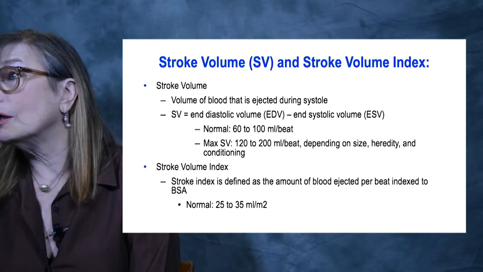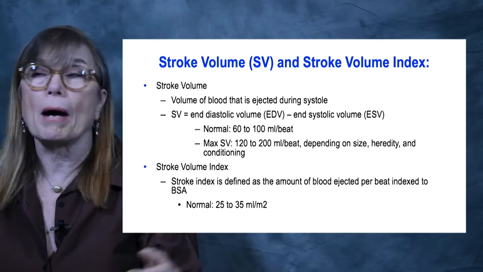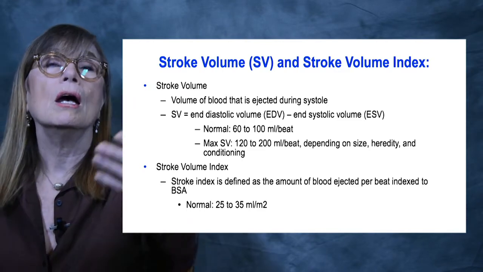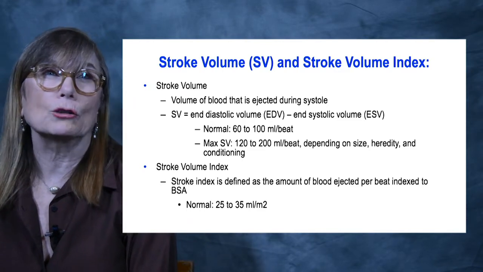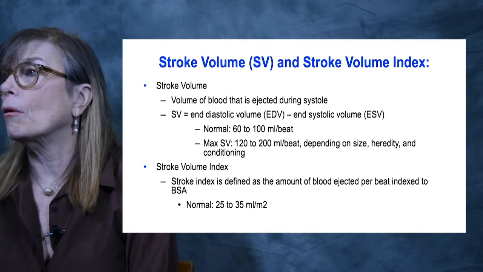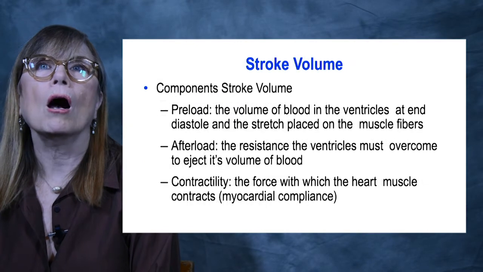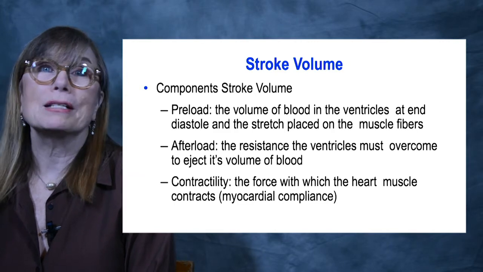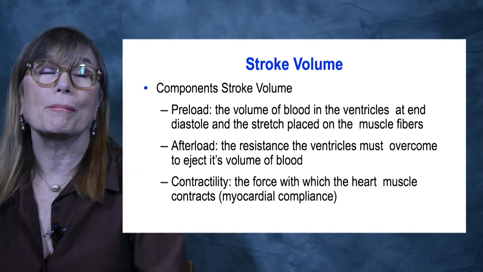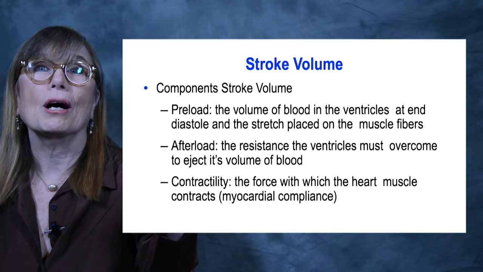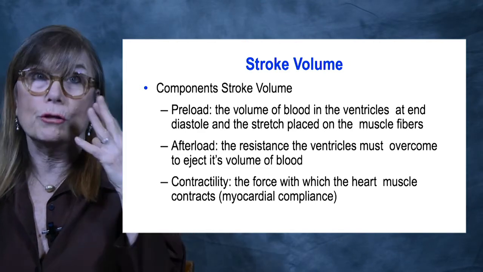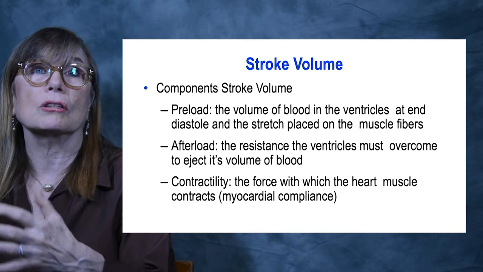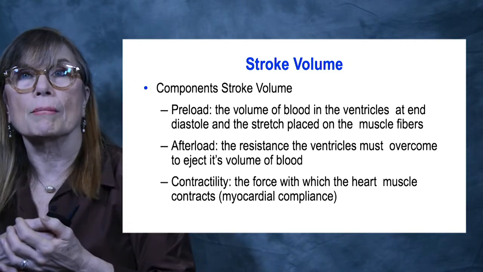Now we can also look at stroke volume index. That's indexed to your body surface area, so that's stroke volume divided by body surface area. And normal stroke volume index is 25 to 35 mLs per meter squared. All right, we love that stroke volume. It's comprised of those three things I've already talked about: preload, afterload, contractility. Preload, the true preload measure, is the volume of the ventricles at the end of diastole and the stretch it places on the muscle fibers.